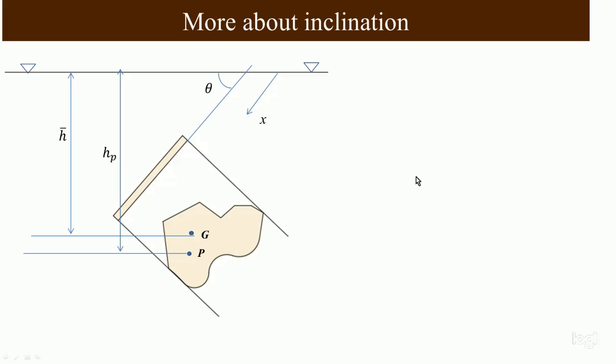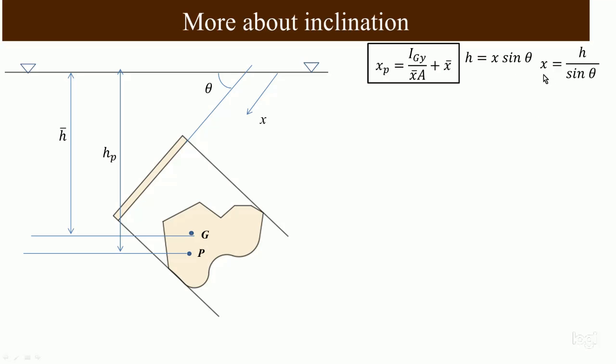So now let us go further. We will go more about inclination. So here we have xp is equal to Igy by x bar A plus x bar. This is the formula which we have. Now h is equal to x sine theta, or x is equal to h by sine theta. So now hp by sine theta, that is the height of the center of pressure, can be written as Igy divided by h bar by sine theta.